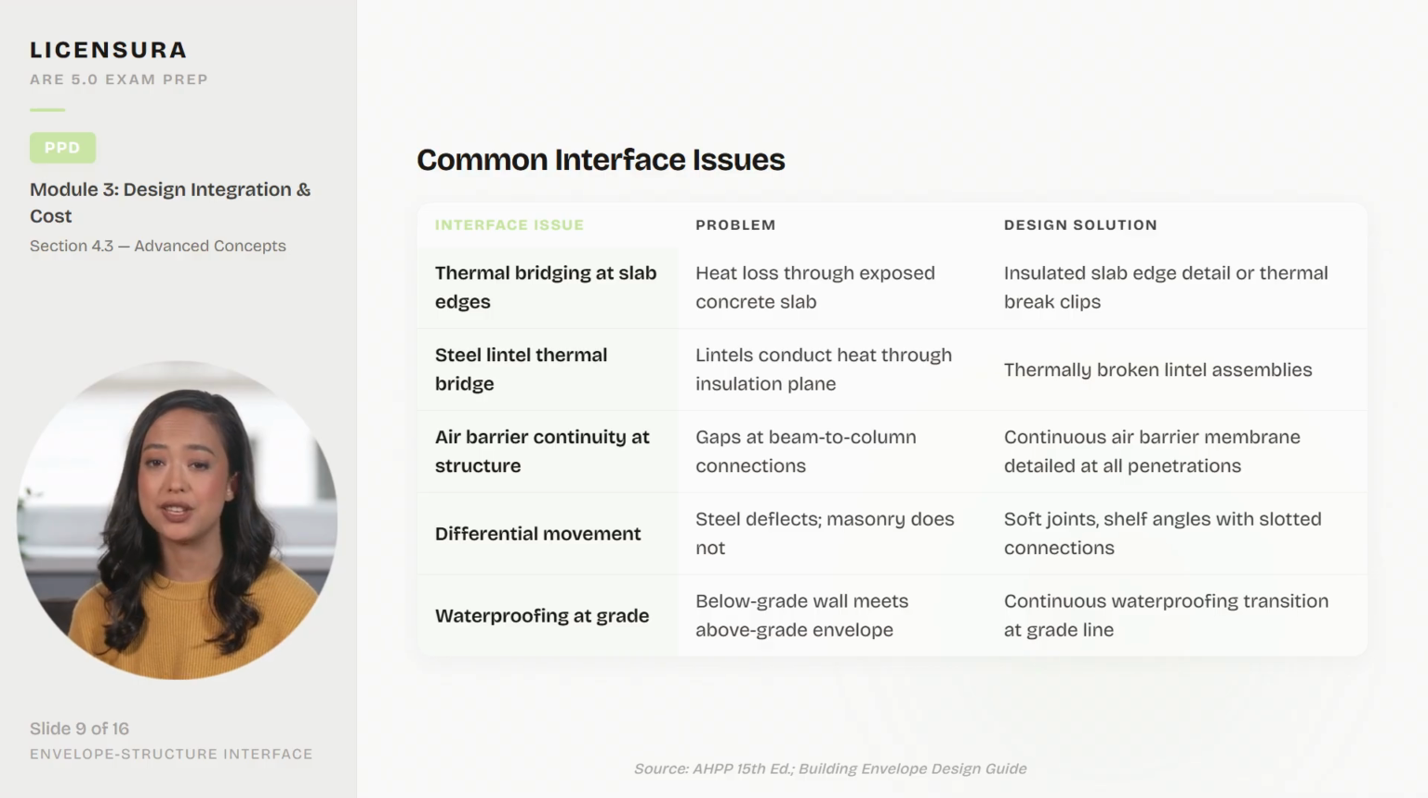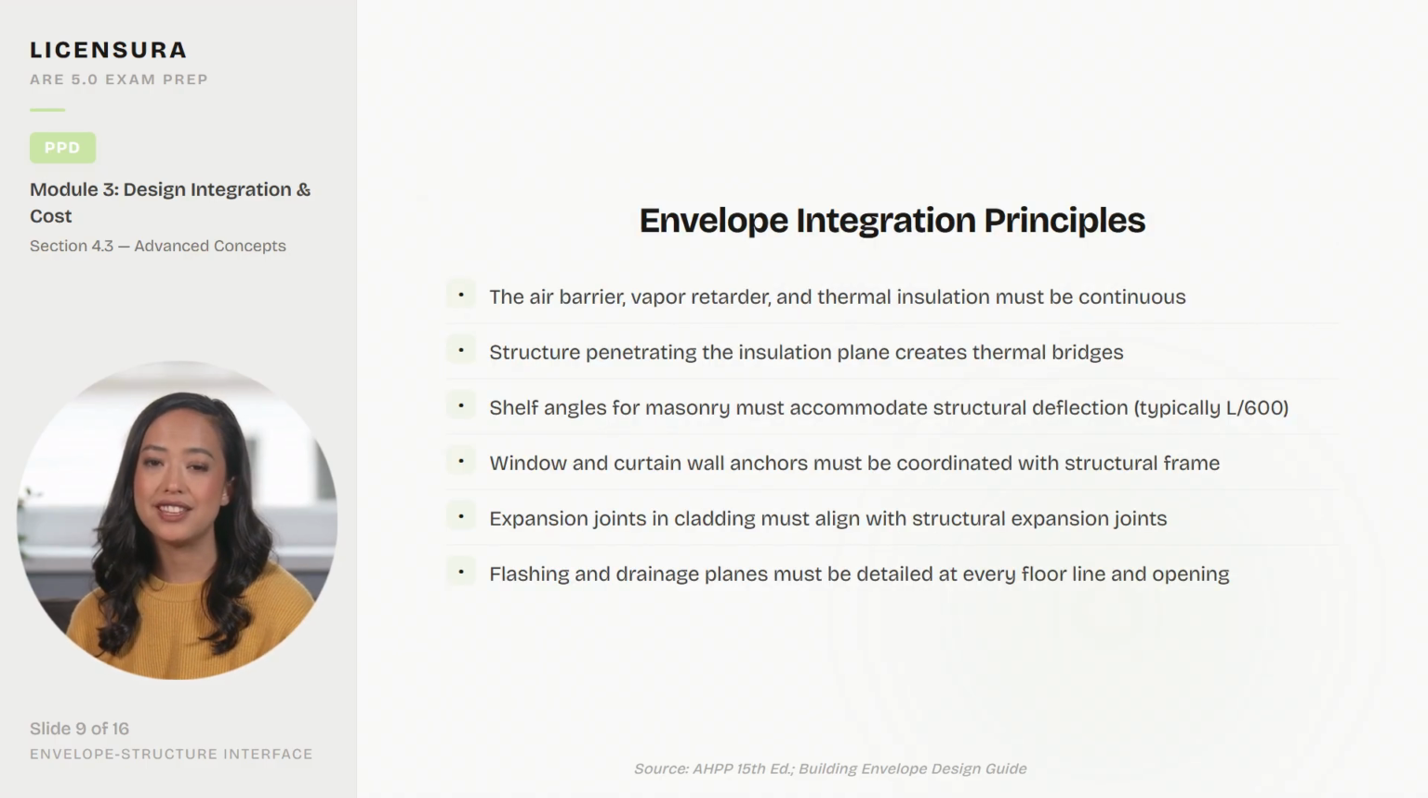Include mock-up and field testing requirements for critical assemblies. Define remediation procedures if performance criteria are not met, so there is a clear path forward when issues arise during construction. This table shows 4 substitution types with their timing and approval process.